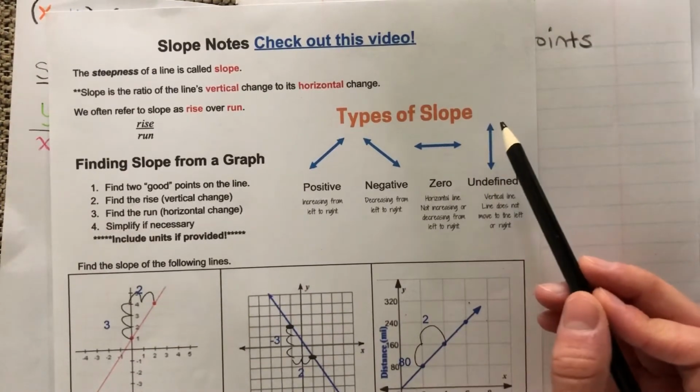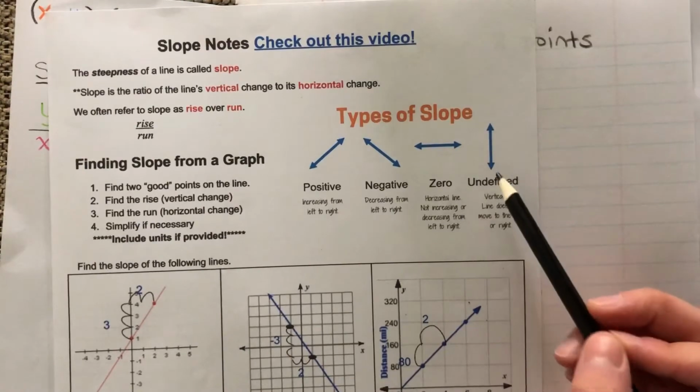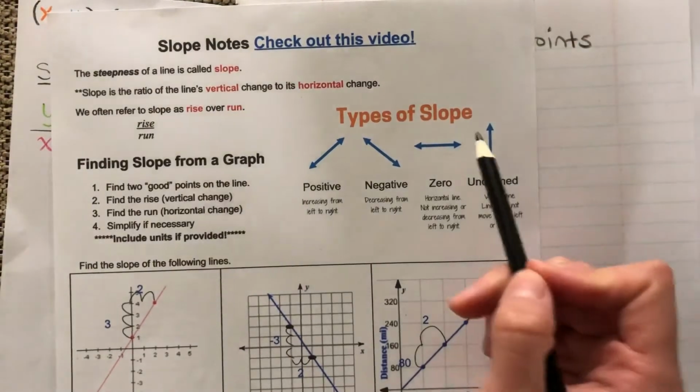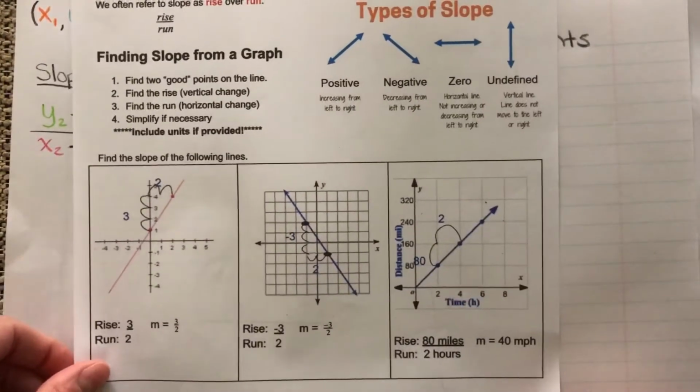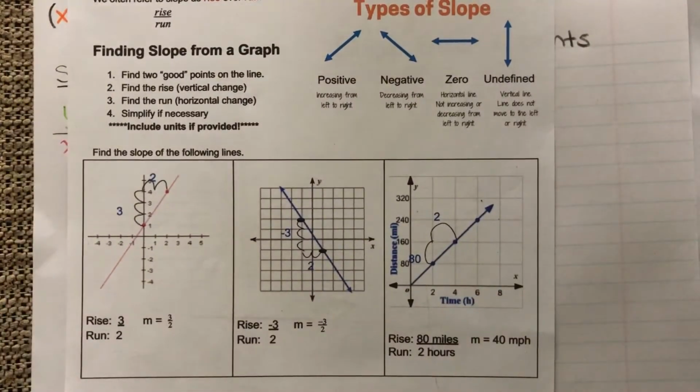And remember, we talked about this. This isn't even a function, and that's why the slope is undefined. We can't physically be in 2 places at once. So when we're finding the slope from a graph, we're just counting the rise over the run. So it's the change in y over the change in x.